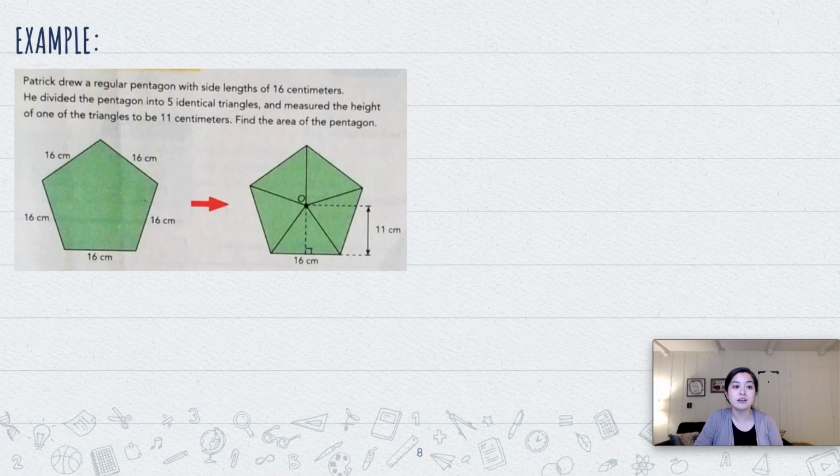Let's look at this example. Patrick drew a regular pentagon with side lengths of 16 centimeters. He divided the pentagon into 5 identical triangles and measured the height of one of the triangles to be 11 centimeters. Find the area of the pentagon. So he divided the pentagon into 5 identical triangles where each base of that triangle is 16 and the height is 11.